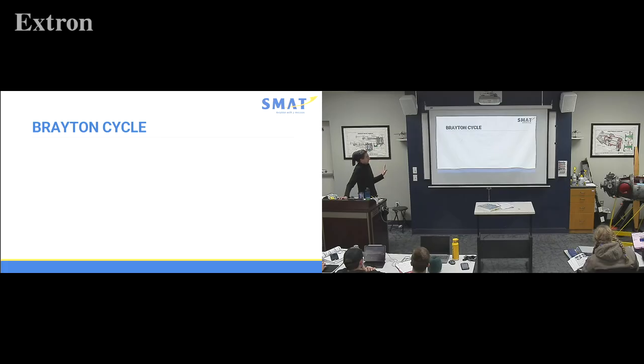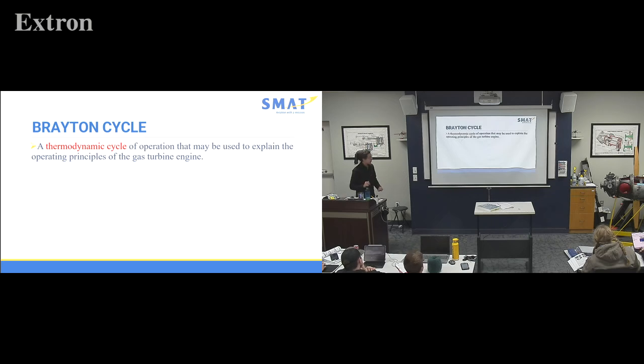Now we get into the fun stuff. Not yet, almost. Okay. But the Brayton cycle. Brayton cycle versus the Otto cycle. So the Brayton cycle, and Kirk had mentioned this, is the thermodynamic cycle. Anybody remember what thermodynamic means or has to do with? Heat? Yep, the study of heat energy. A thermodynamic cycle of operation that may be used to explain the operating principles of the gas turbine engine.